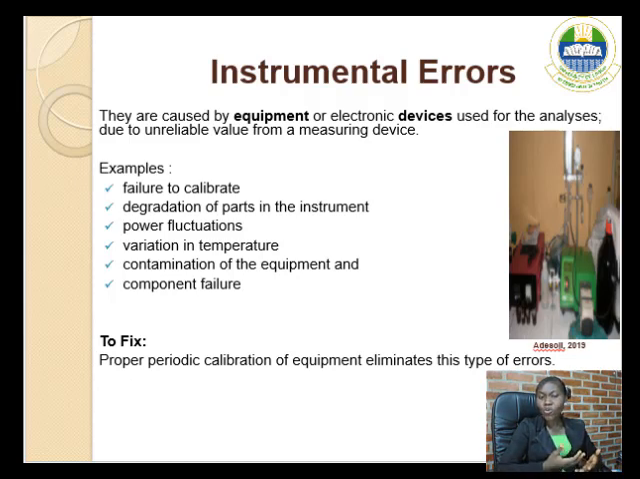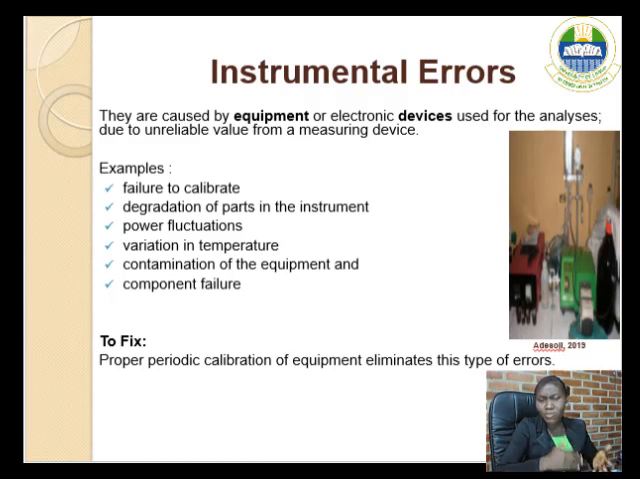When there is wear and tear of your ultraviolet visible spectrophotometer, it can cause that. Or your oven, if you are meant to set it at 40 and the thermometer is actually reading 100 degrees Celsius, that is an error. Then your muffle furnace, your measuring cylinder, your volumetric flask, or your weighing balance, if it's not properly calibrated, it can also cause instrumental errors.